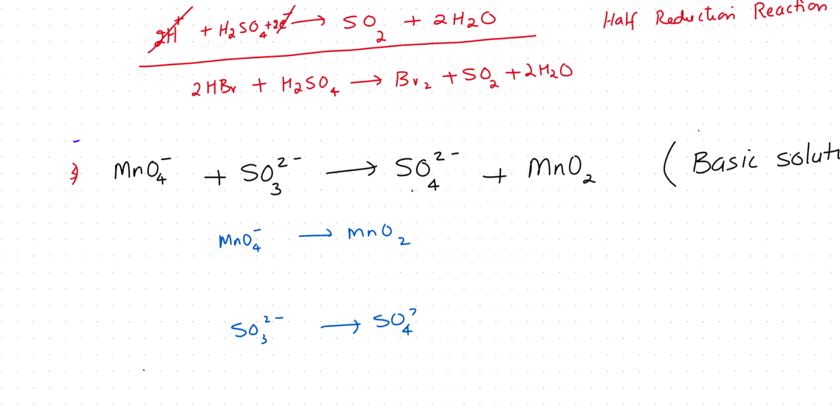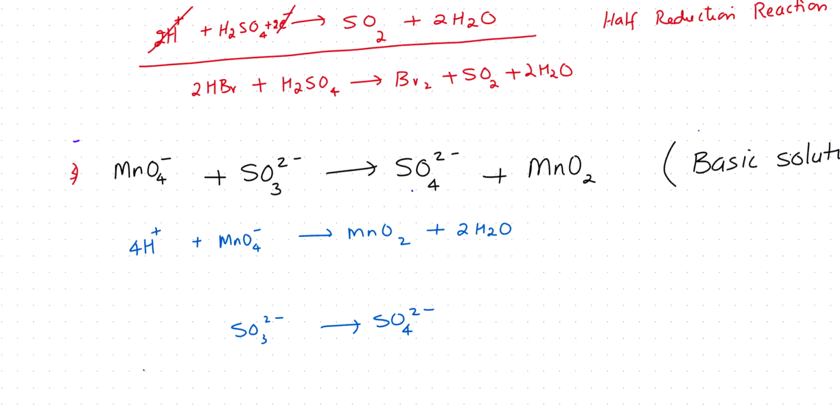So 1 Mn, 1 Mn. Here there are 4 oxygens, here 2 oxygens. So 2 more oxygens we have to add, so we add 2 water molecules. Now we have 4 oxygens, but now we have 4 hydrogens. So to add hydrogen, we add H plus, so 4H plus. So all the atoms are balanced now, 4 hydrogens, 4 hydrogens.